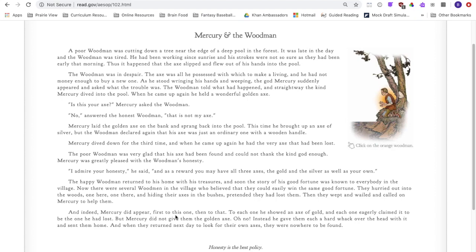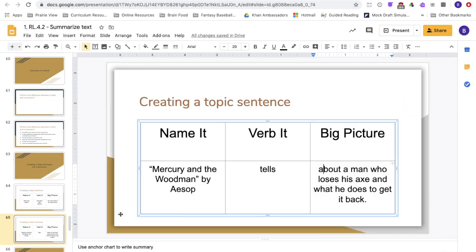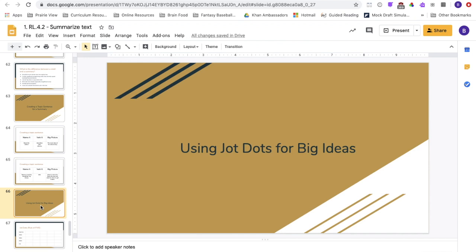Now there's a little bit more to that, but I want to save the ending for the end of my summary. So we have our topic sentence. The next thing that we need to do is use some jot dots for these big ideas.